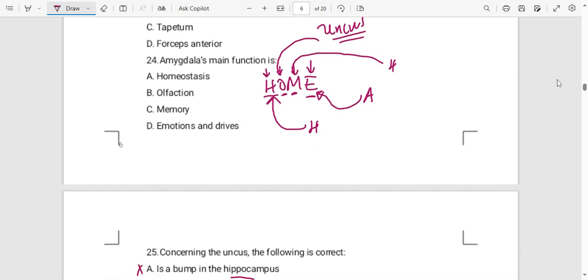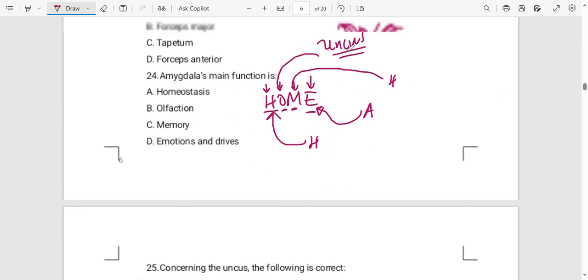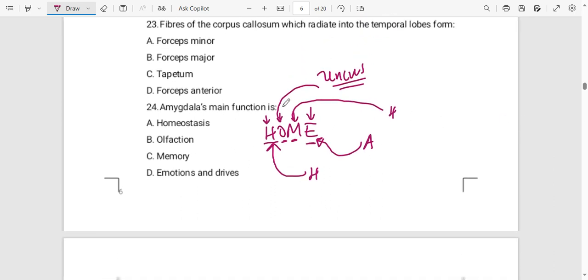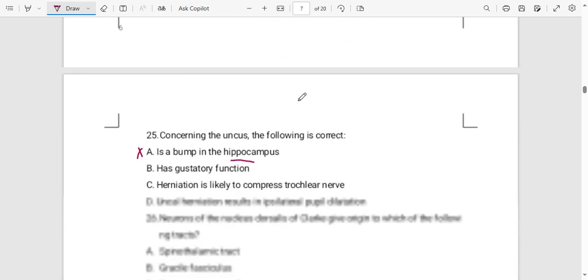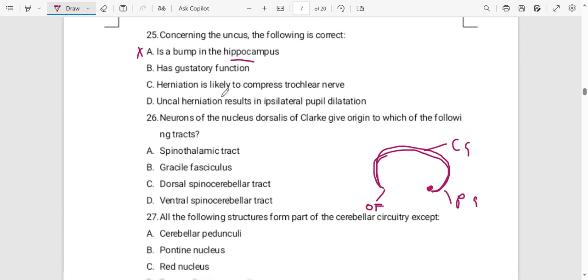The same olfactory area. Where is the olfactory area? The smelling area. It's in the temporal lobe, isn't it? Yes. That's where the uncus is found. Not gas station. Now, because it's found in the temporal lobe, it's a bump in the temporal lobe.